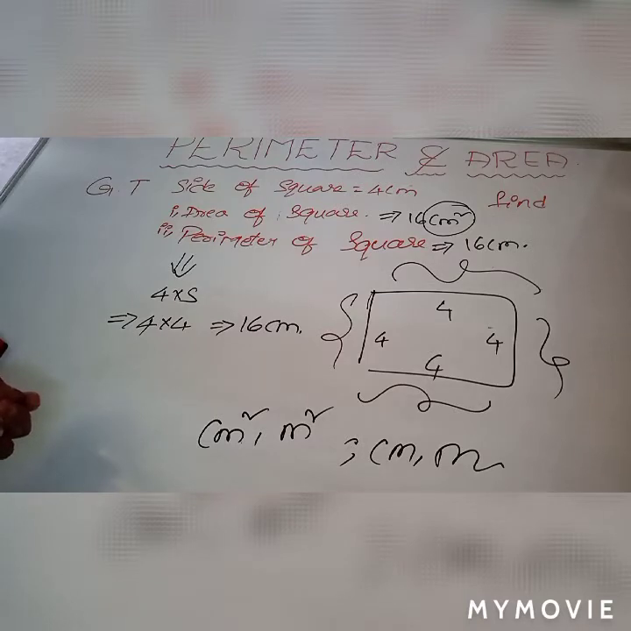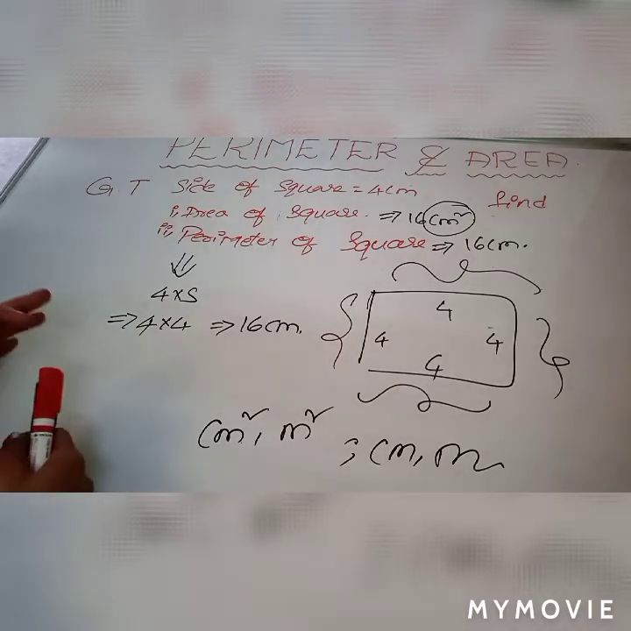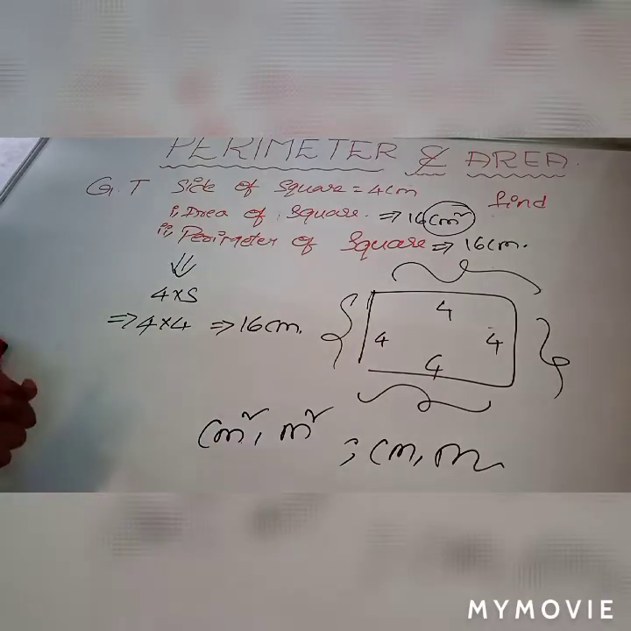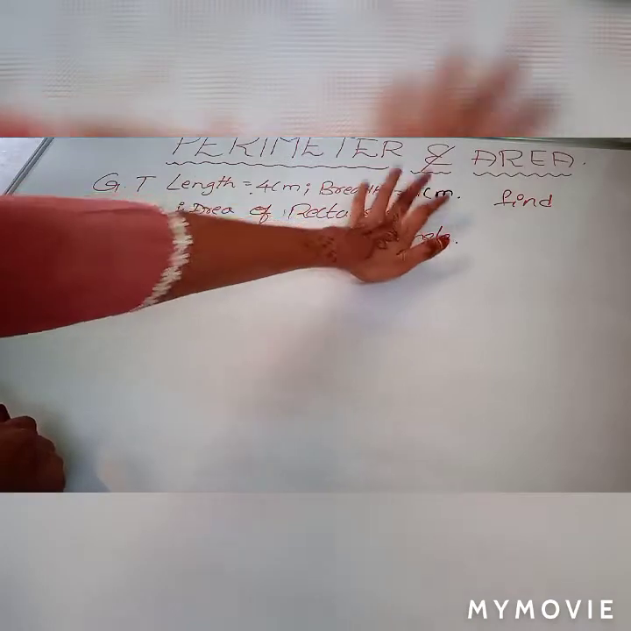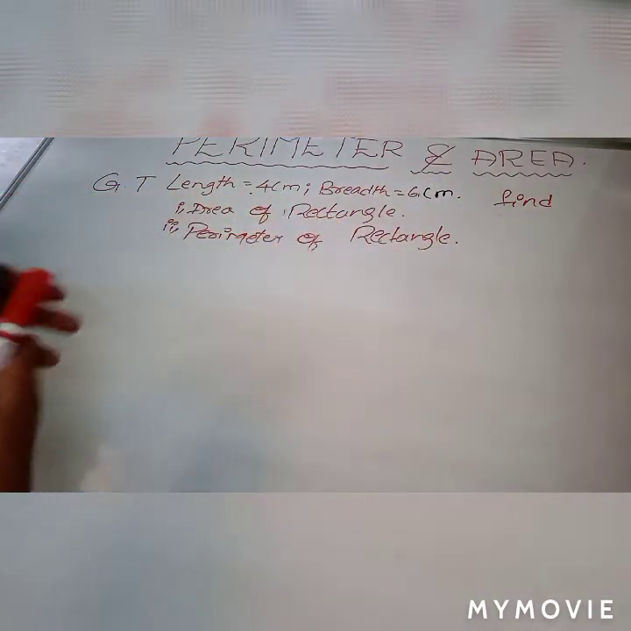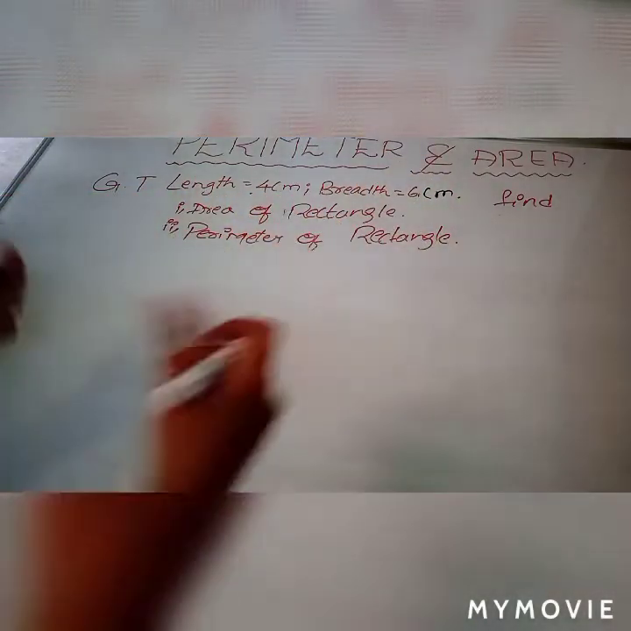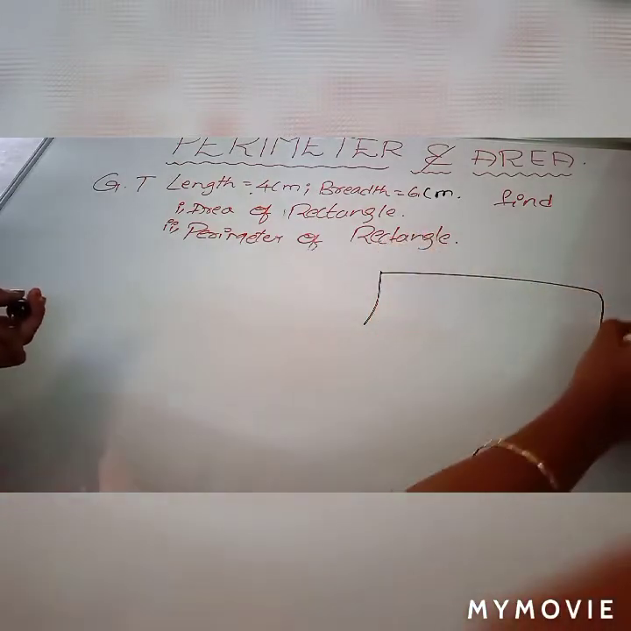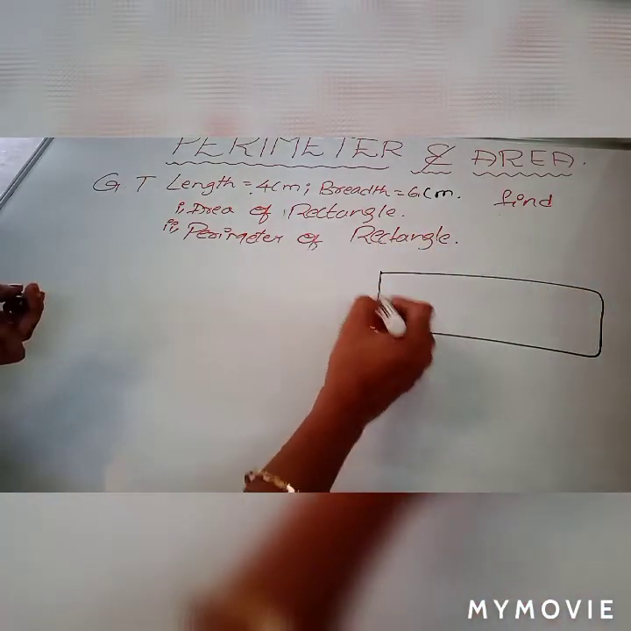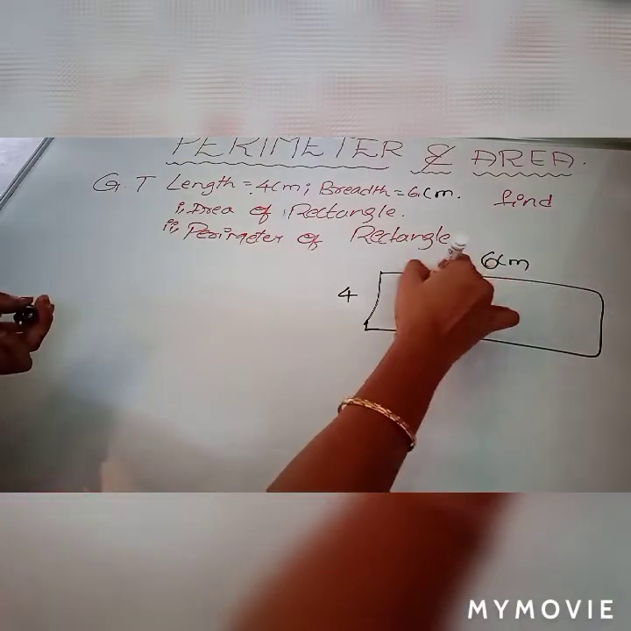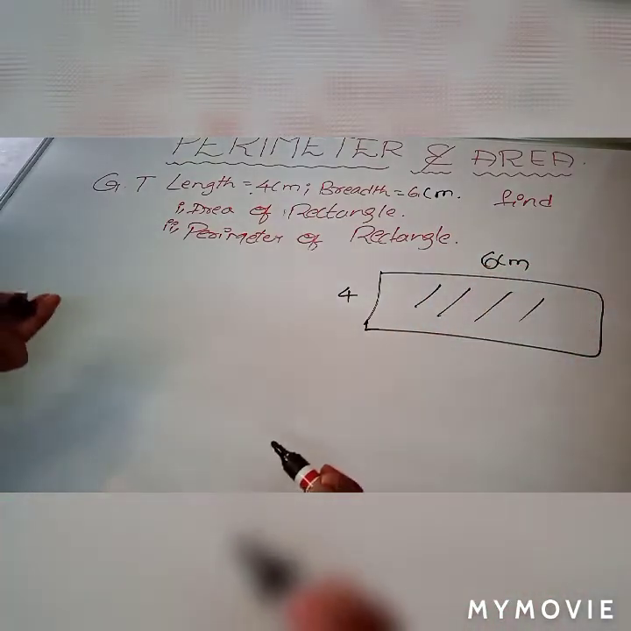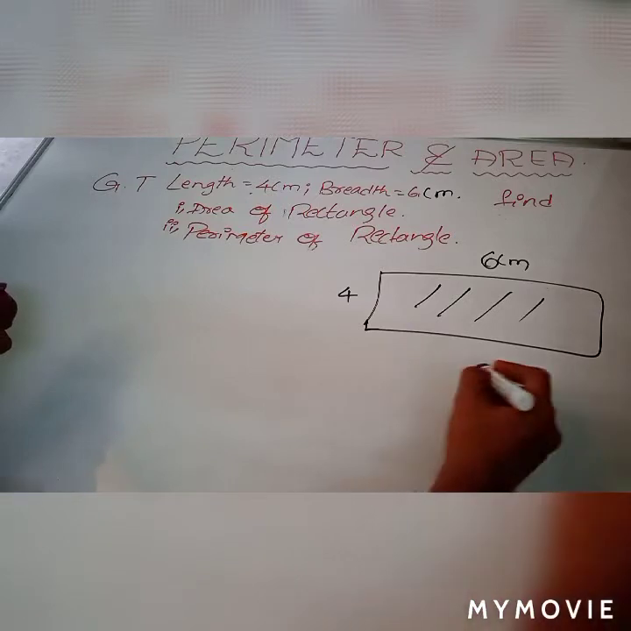The next problem is based on perimeter and area of a rectangle. Children, this one is the next question. Given that length is 4 centimeters, breadth is 6 centimeters, find area of rectangle and perimeter of a rectangle. Say this is the rectangle. Given that length is 4 centimeters and breadth is 6 centimeters, we need to find the area of this rectangle.